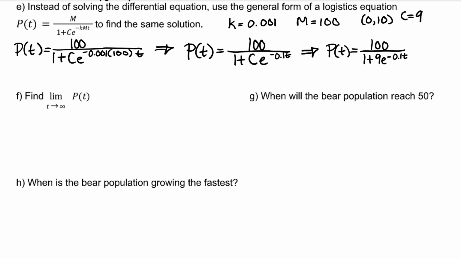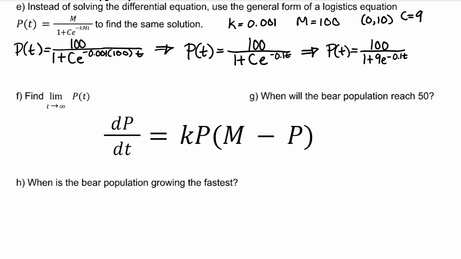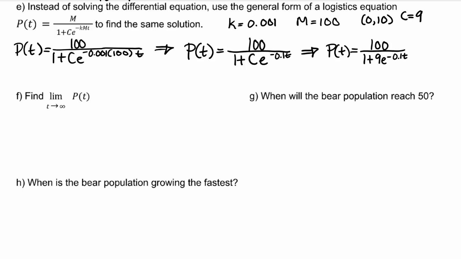You may wonder why we even solved it all if you can just memorize the solution form, but sometimes the differential equation is not in kp times m minus p form, and so it's hard to tell what k and m are, so it may be hard to plug into the solution formula. And of course, if you forgot the formula, you'd have to solve by separation of variables anyways.